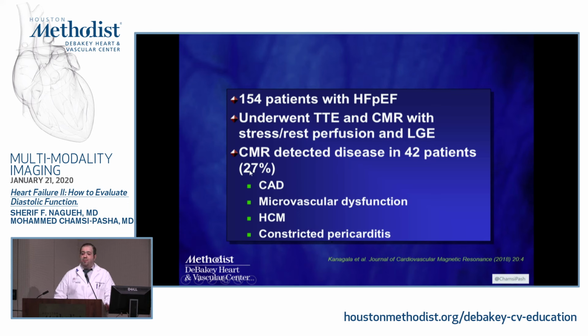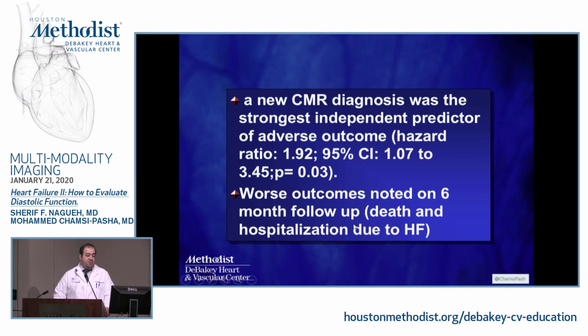Now, there is referral bias in this study because it was a single center study, and of the many people they screened, only 154 ended up included. But the diseases that were detected on CMR were occult CAD, where you see the replacement fibrosis on CMR, microvascular dysfunction, which was detected on stress myocardial perfusion imaging, HCM, and constrictive pericarditis.